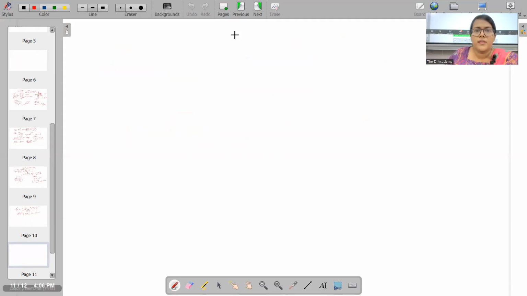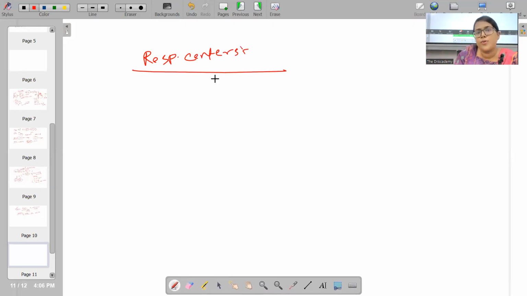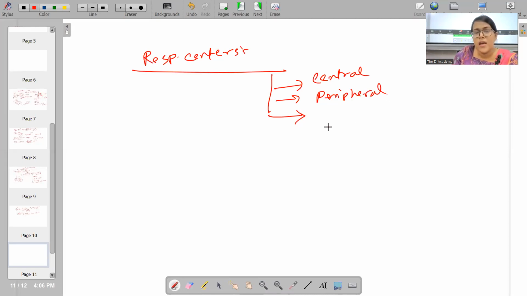Okay, so next up I will discuss a very generalized scheme of the respiratory centers. So first of all, the respiratory centers, their location is of 3 types, okay? Number 1 is central. So these are located particularly in the brainstem area. Number 2 is peripheral. So their location is in the carotid and the aortic bodies. And number 3 is pulmonary receptors.